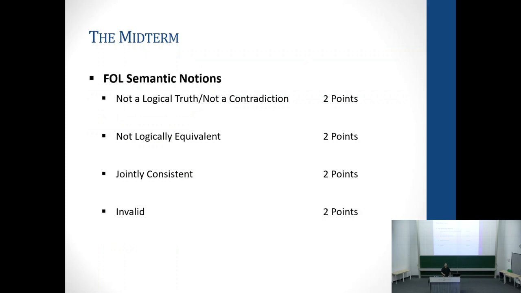Jointly consistent or not jointly? Always jointly consistent, because we cannot show that sentences aren't jointly consistent. We don't have a tool yet to show the opposite.